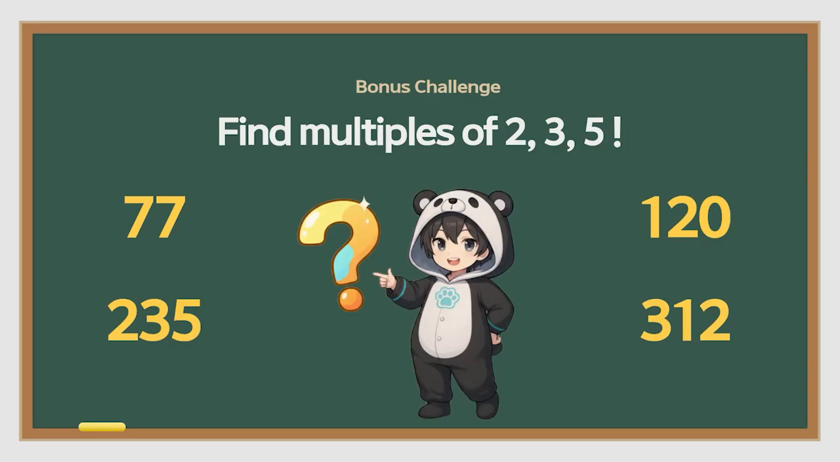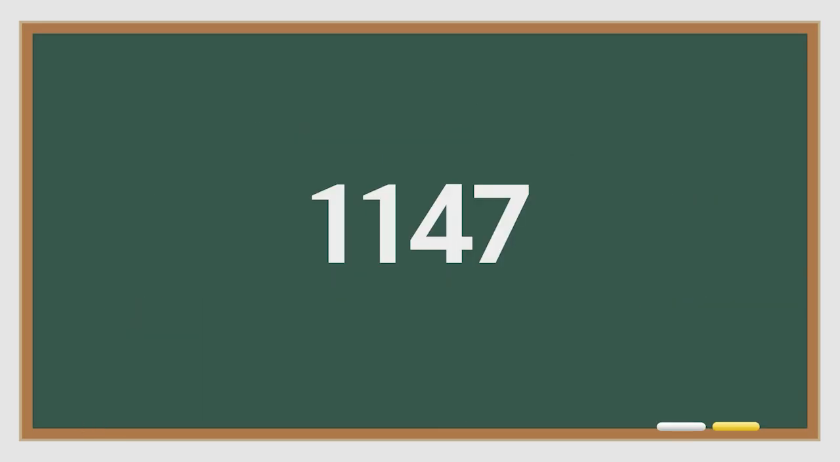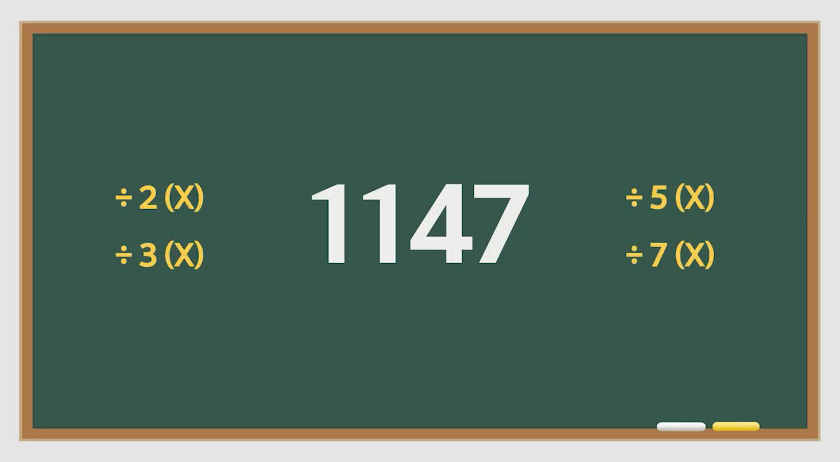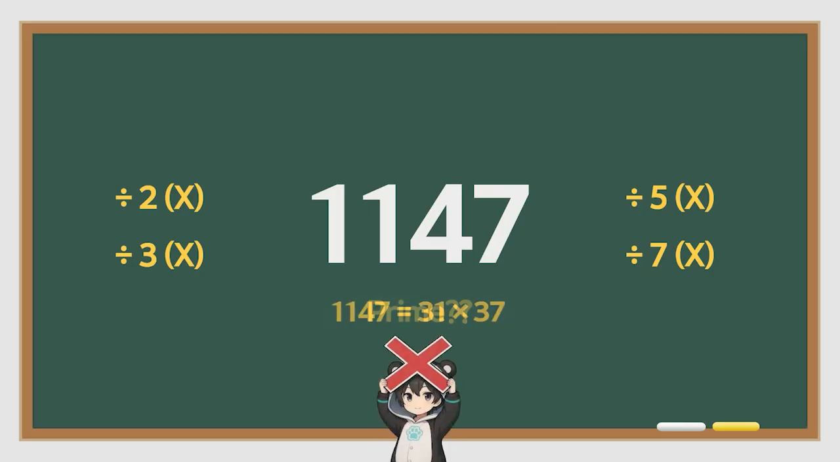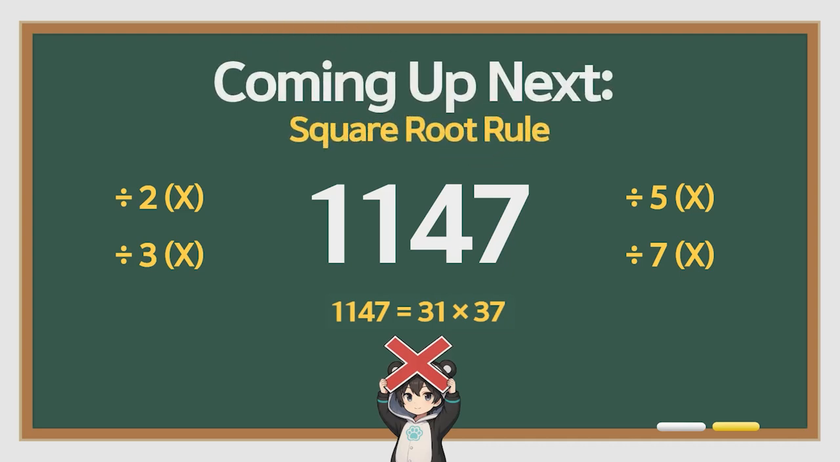Great job today! But before you go, look at this number, 1147. It fails the rule of 2, rule of 3, rule of 5, even rule of 7. Is it prime? Actually, no. It is 31 times 37. Do we have to test every prime number to find this? That would be a nightmare. So next time, I'll teach you the square root rule to solve this mystery fast.